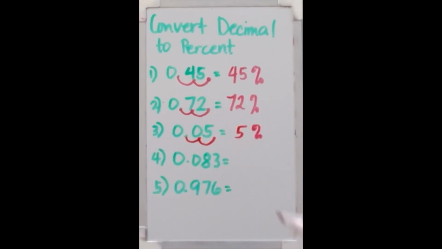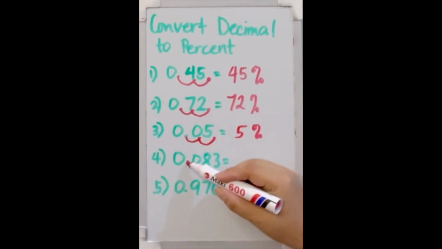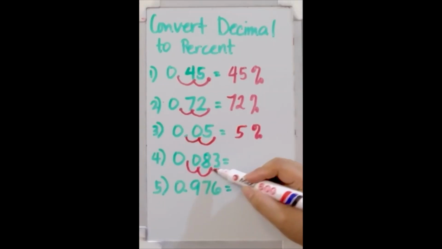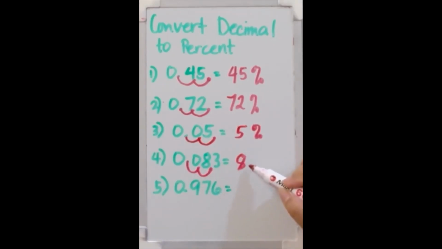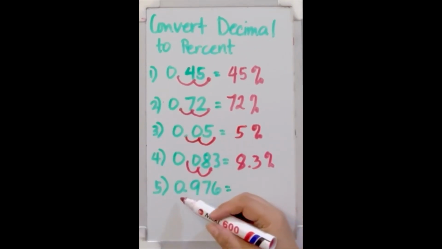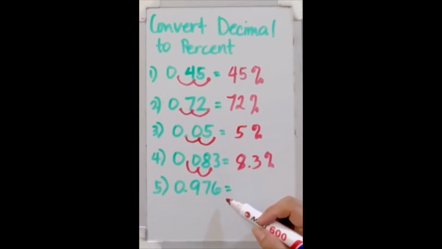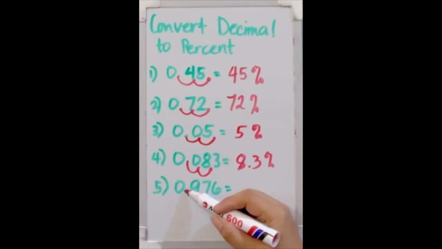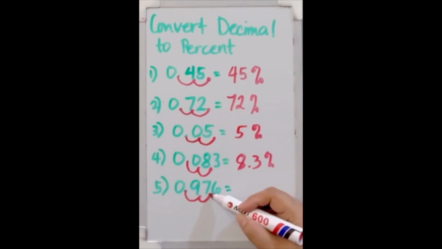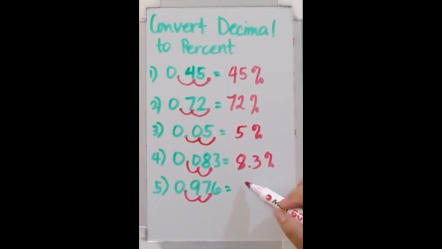Next, we have 0.083. From this point, we will move 1, 2, and this is now 8.3%. Next is 0.976. From here, we will move 2 places to the right, 1, 2. We will stop here, so this is now 97.6%. So this is how we convert decimal numbers to percent.